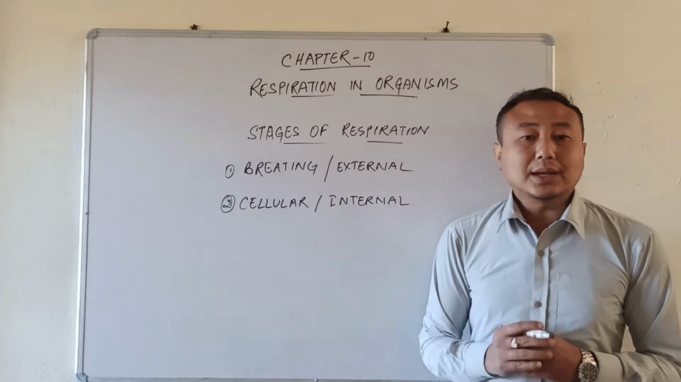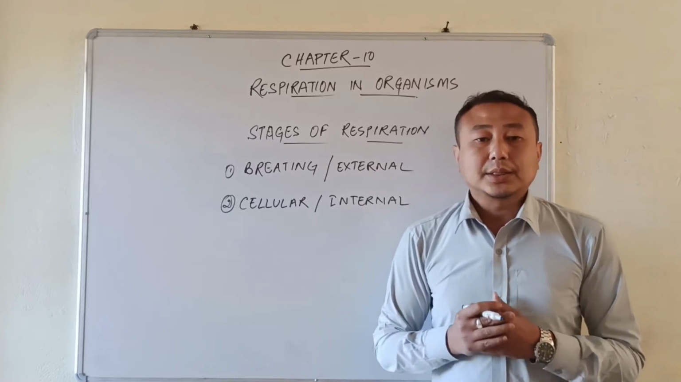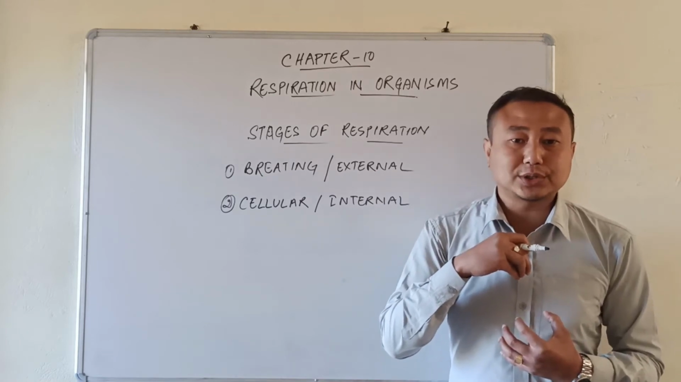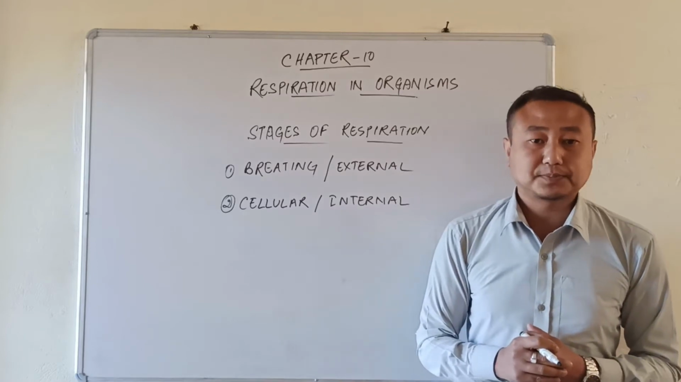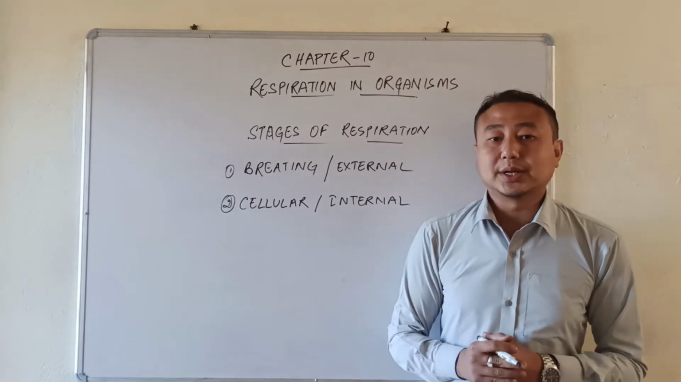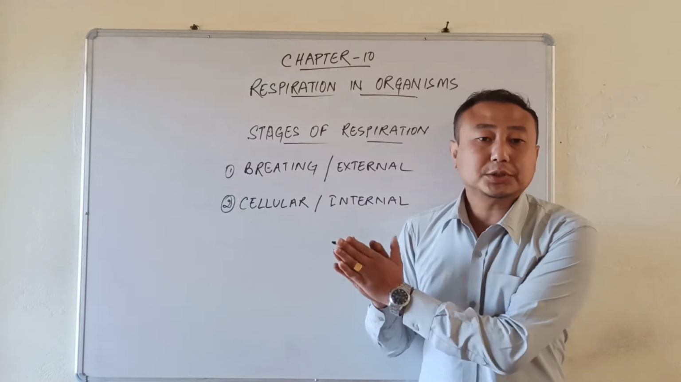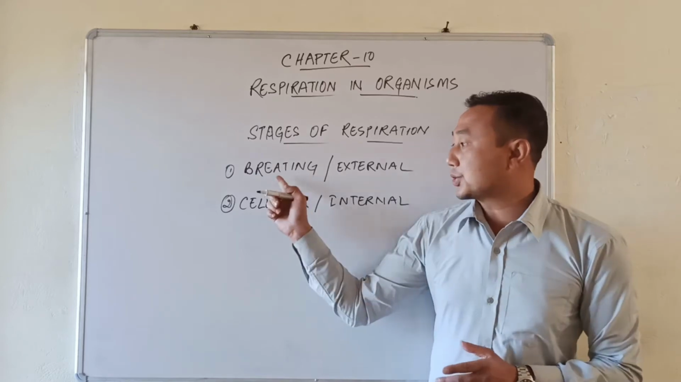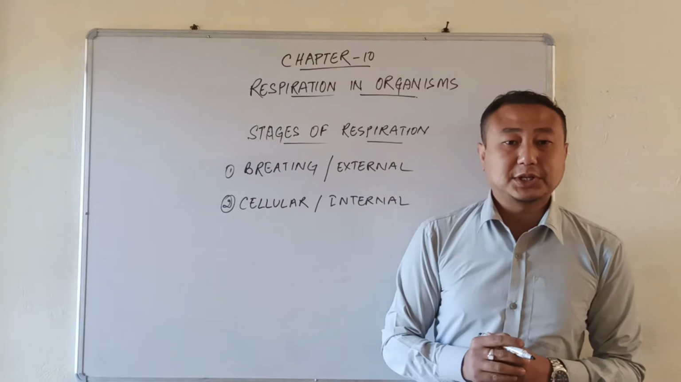Breathing is a physical process in which the exchange of gases takes place. During breathing, we take in the oxygen needed for respiration and breathe out the carbon dioxide produced during respiration. Cellular respiration, on the other hand, is a chemical process in which the food component, that is glucose, is broken down into simpler form and energy is produced. These two processes are the different stages involved in respiration.